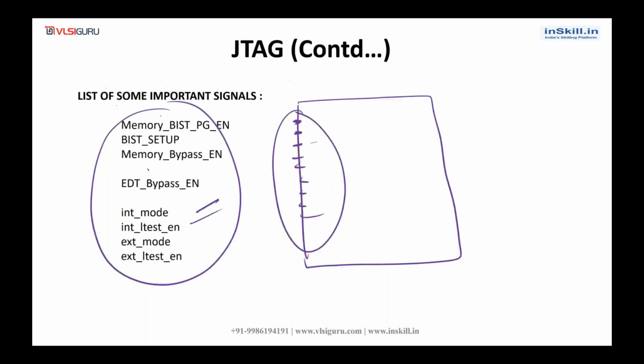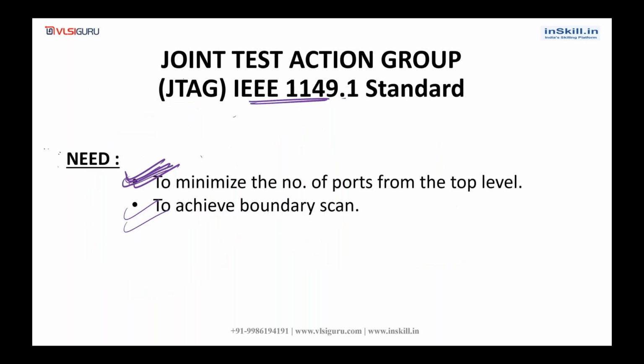So there will be many signals like these. If you allocate a top level port to control each and every signal, the number of ports from the top level will increase drastically. That is why we make use of JTAG to internally control these static signals. By using JTAG, we are internally controlling the static signals, so we are able to minimize the number of ports from the top level.